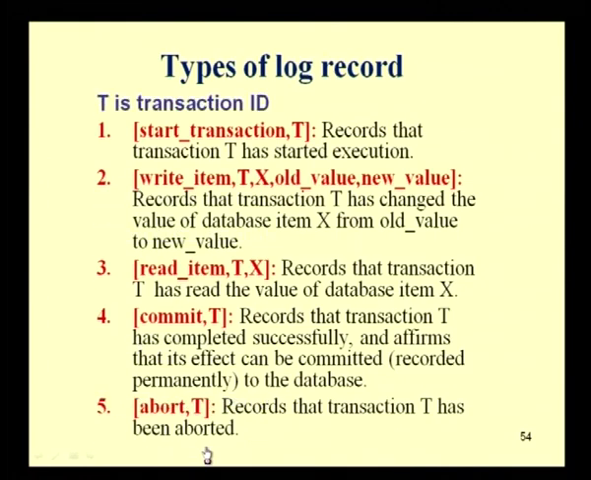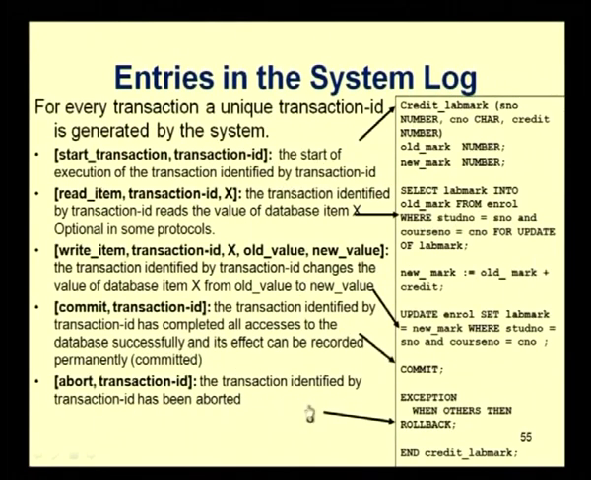So, this is for the transaction T with the ID. For every transaction a unique transaction ID is generated by the system. So, start transaction, transaction ID, is first recorded. Then read transaction: the transaction identified by the transaction ID reads the value of the database item X, which is optional in some protocols, they do not want this. Write, this is the update protocol: the transaction identified by the transaction ID changes the value of database item X from old value to new value. Commit: the transaction identified by the transaction ID has completed all access and it has been recorded permanently. This is where you have the failure.